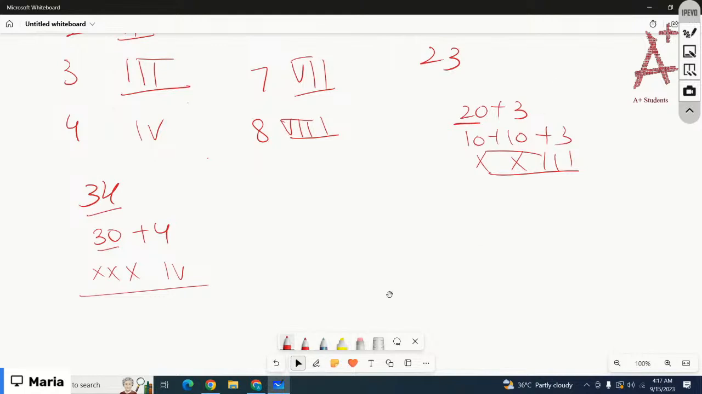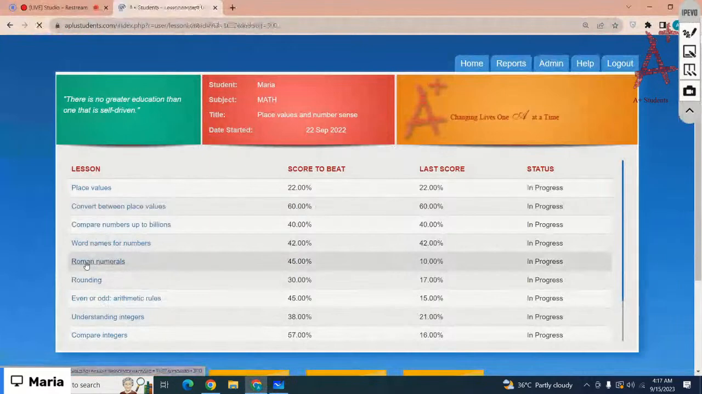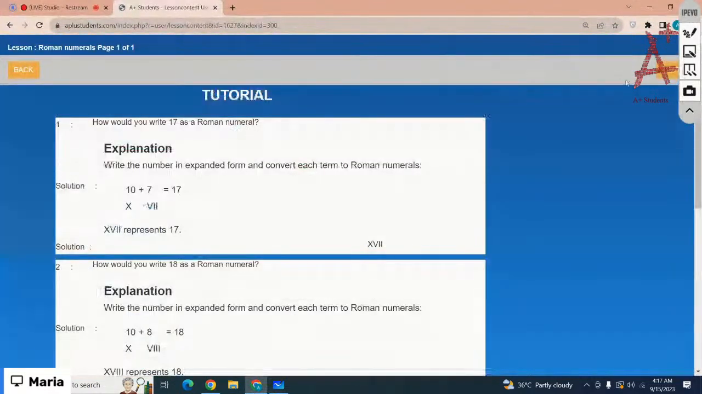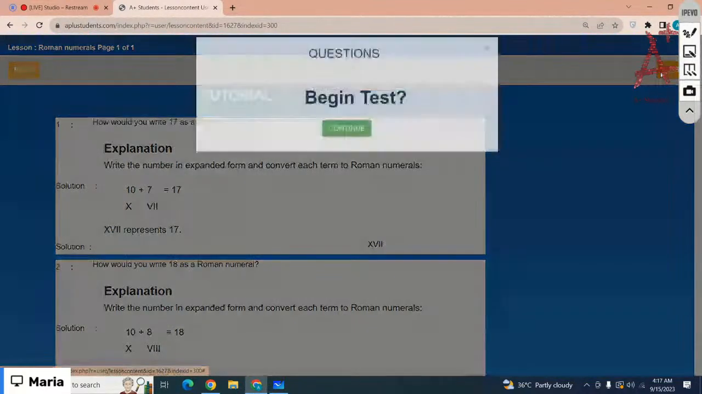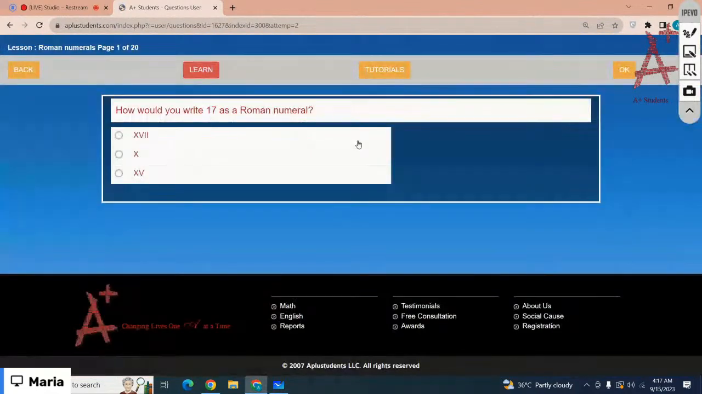Let's start with the practice questions. Here we are on the practice questions for Roman numerals. Let's start. How would you write 17 as a Roman numeral? Which is the correct option?